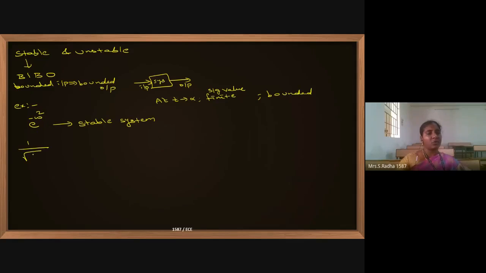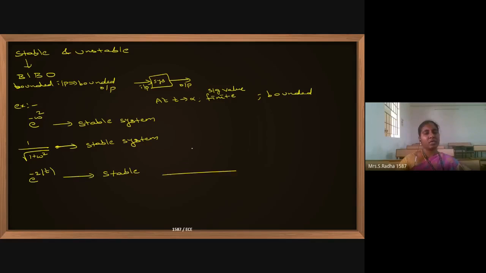Next, 1 by square root of 1 plus omega square. Only omega is the variable. As you increase the omega value, the overall value decreases. Decreasing means a finite value, hence it is also a stable system. Now e power minus 2 mod t is also a stable system.